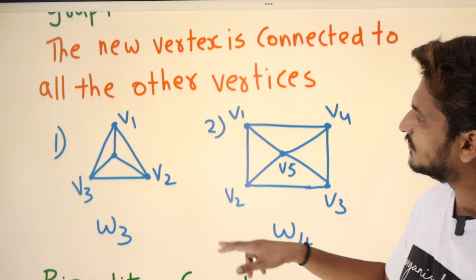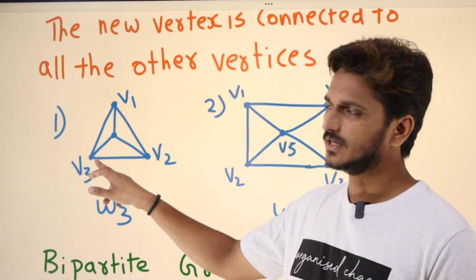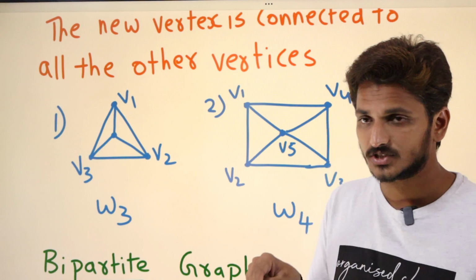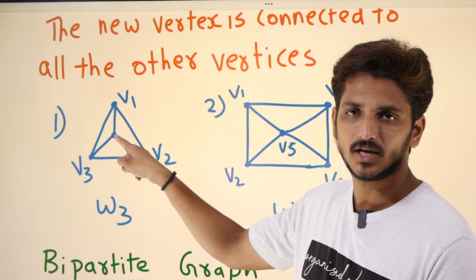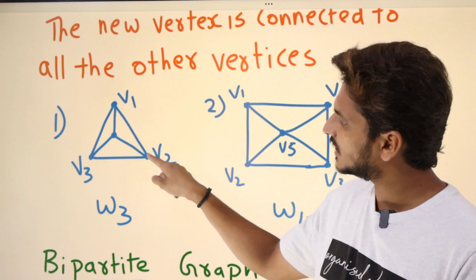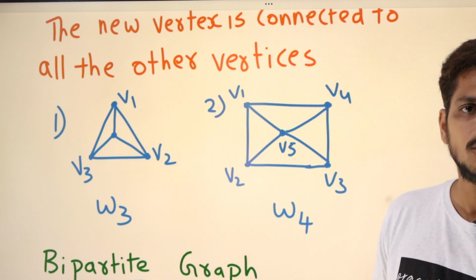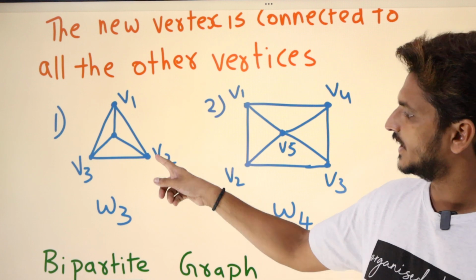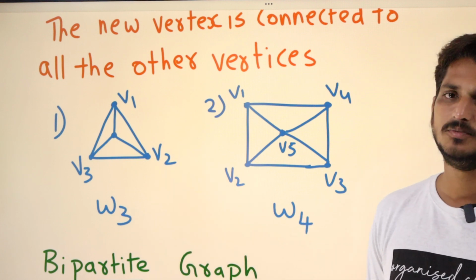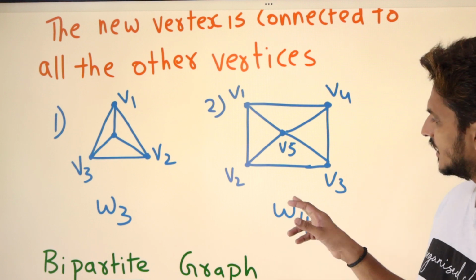Let's take the example. V1, V2, V3. This is a cyclic graph. For that we need to take one extra vertex. In between we have taken a vertex. This vertex is connected to all the other vertices. Then we say it is a wheel graph. It is given by W3. W means wheel.